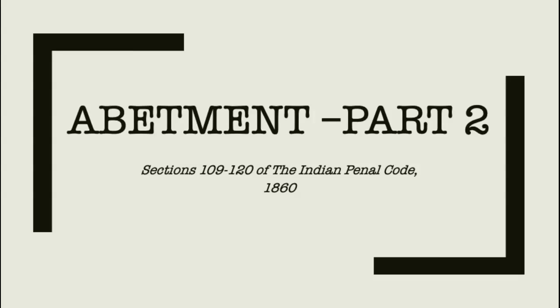So in this particular video, we'll be covering the topic abetment, and this is part 2 of the video. If you haven't watched part 1, I would request you to first go and watch that video, because in that video we covered sections 107 and 108, which are the basic sections of abetment you need to understand before covering sections 109 to 120 of the Indian Penal Code. And sections 109 to 120 basically prescribe the principles for assessing the extent of punishment liable to be imposed on various abettors. So let's quickly get started with the video, and the first section is section 109.